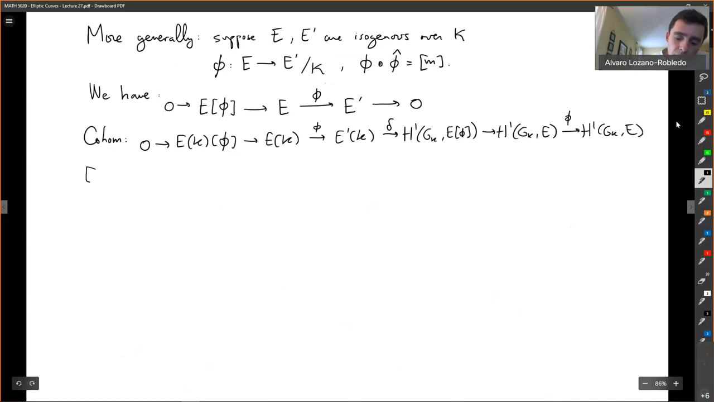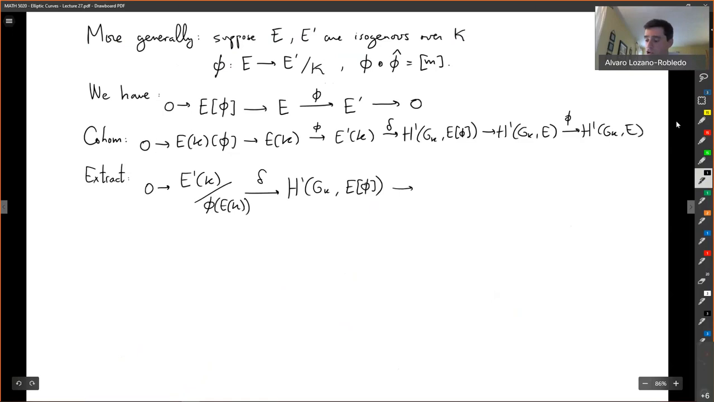And as before, I can extract an exact sequence by looking at that delta. So delta gives me a map to H1 of Galois acting on the phi kernel. And in here is going to be E prime K modulo the image, so phi of EK. So that is the kernel. And on the other hand, the image of this map here has to be the kernel of the next one, so I can cut it into an exact sequence by writing GK, E, phi here. If you replace phi with multiplication by M, then you get the exact sequence we had before.